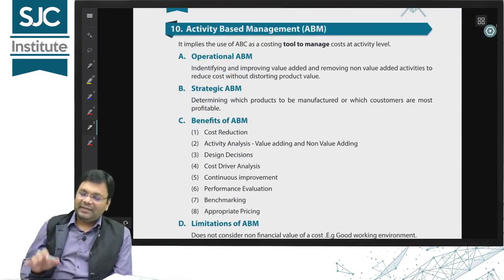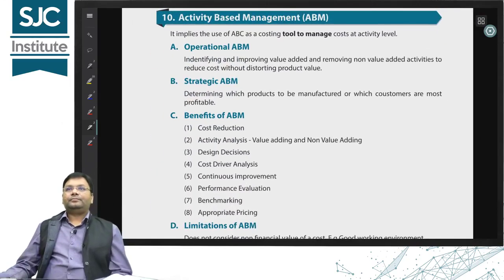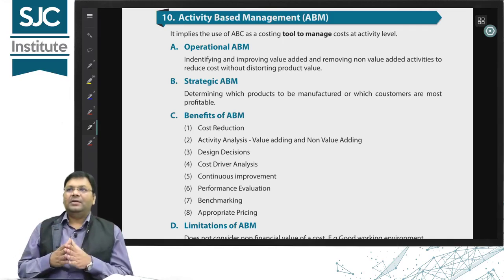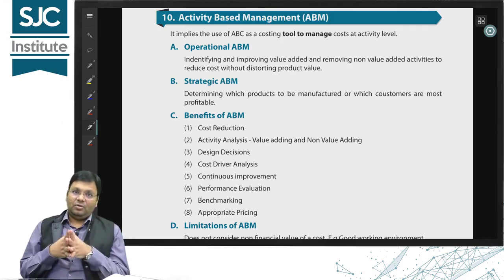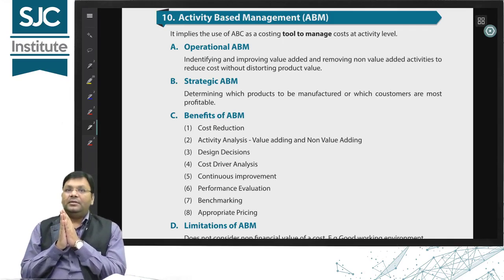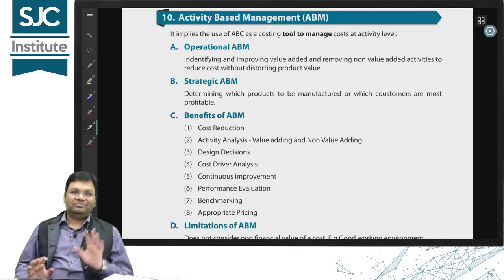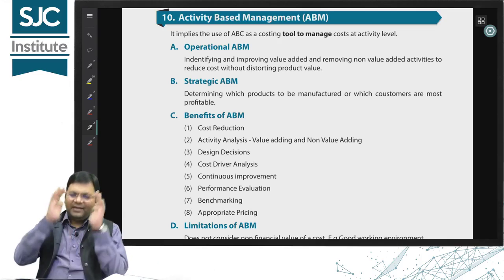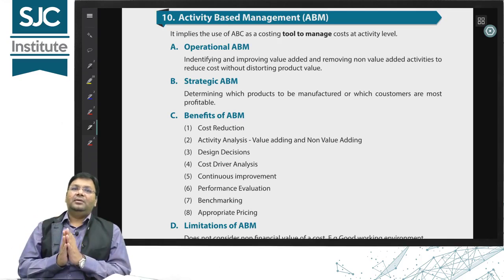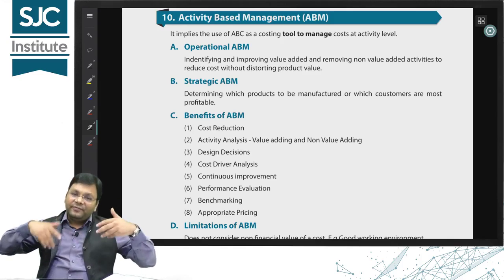Next I am coming to the next point, activity based management. Activity based management is basically a scientific way of thinking over the information derived from activity based costing in a manner that can help an organization to perform better in future. What is activity based management? It is a scientific way of thinking by using the information provided by activity based costing, in order to have a better future of the company.